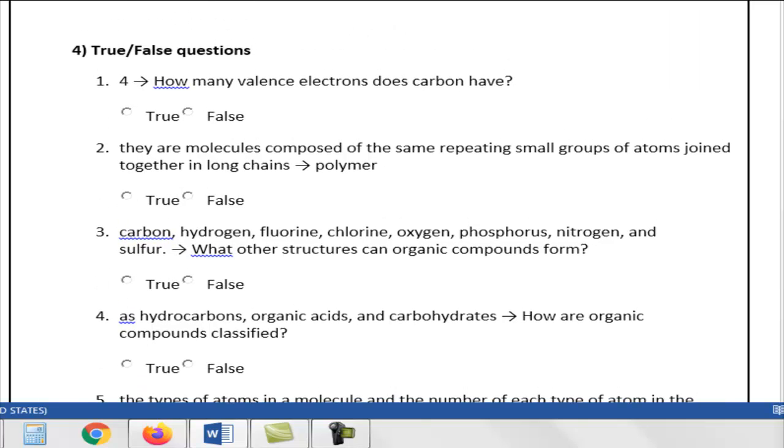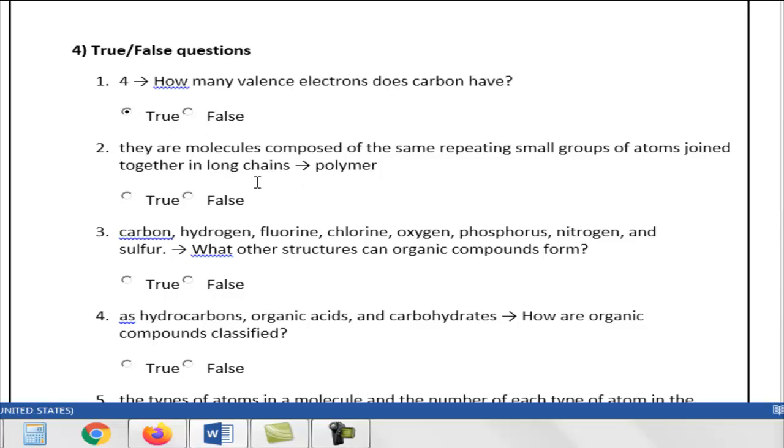Question number 4, true or false? Number 1: How many valence electrons does carbon have? It will be true, because the electronic configuration for carbon is 2, 4. The first energy level takes 2, the second one takes 4. So the last energy level takes 4 electrons, so 4 is the valence electron for carbon.